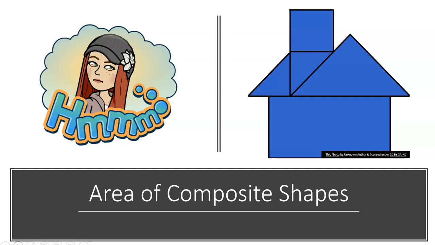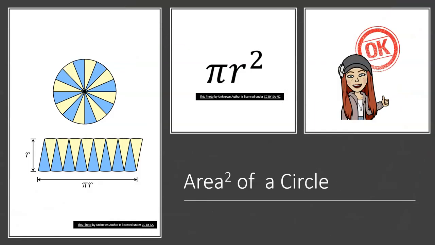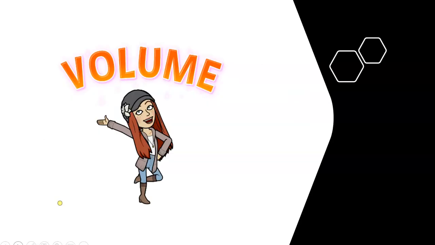We looked at composite shapes, and we said to find those areas, we would have to find the area of each individual shape and then add it together. Now we need to know how to find these areas when we move on to looking at volume. We looked at our circles, and we said that the calculation to find the area of a circle was pi r squared. And in our video on circles, we really looked at how we could take the circle apart to see how that works, what pi r squared meant. Okay, so now we are moving on to volume.